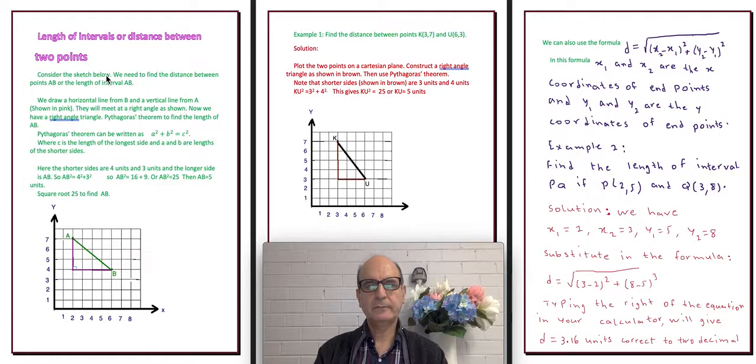We'll be looking at finding the length of an interval or the distance between 2 points. If you remember, interval means any part of a straight line which has got two ends. For example, here AB is an example of an interval. The difference is a line goes forever, but an interval is only part of a line which has two ends, start and end. Here, AB is an example of an interval.